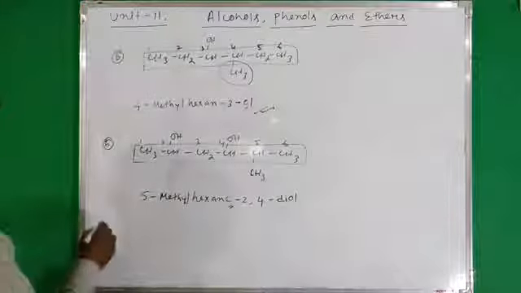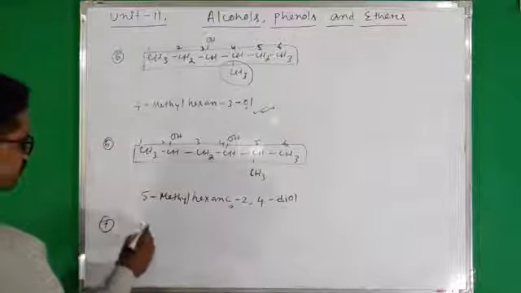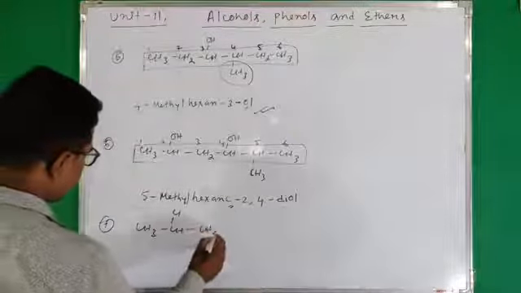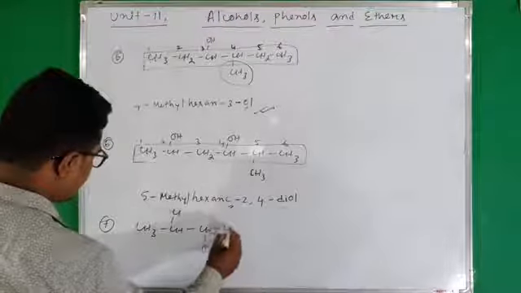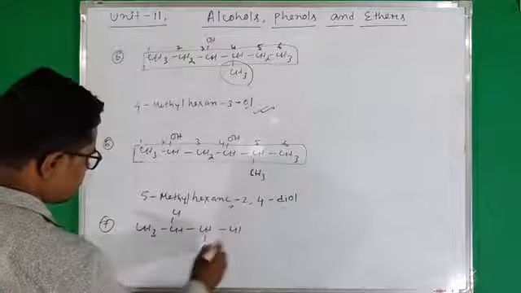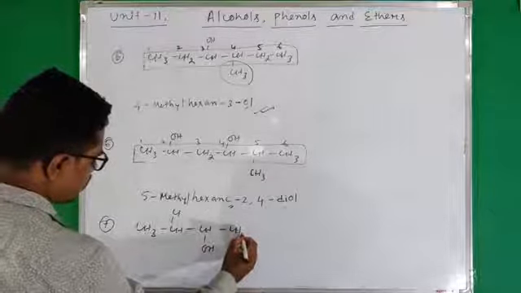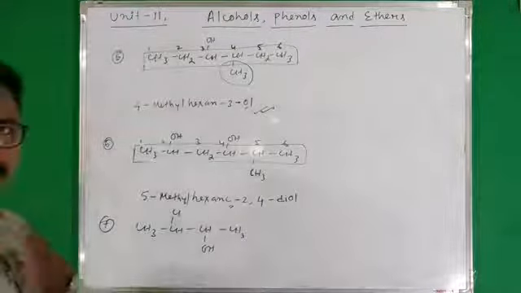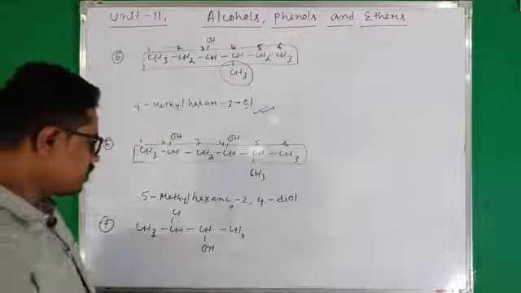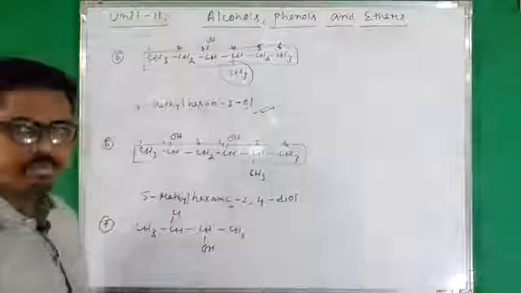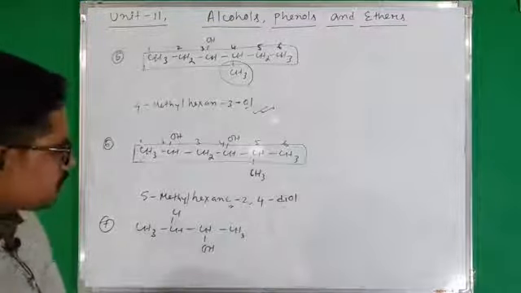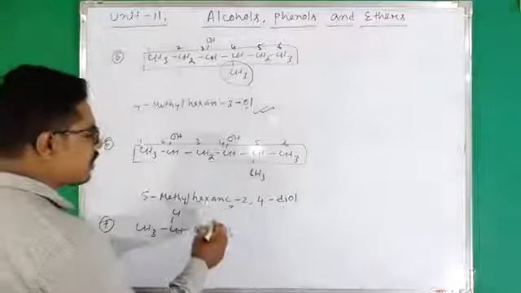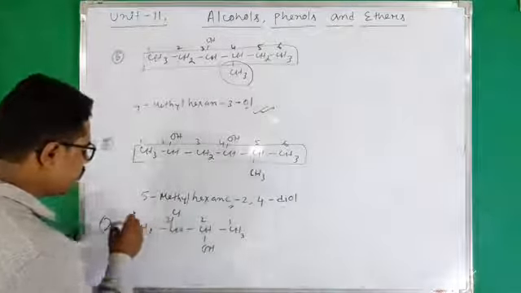So let us consider another example. Suppose this one: CH3, CH(Cl), CH2, OH, and then CH(OH), then CH3. In this compound, 2 functional groups are present. One is chloro and another is the OH group. So according to priority order, OH will get the lowest number. Hence 1, 2, 3, 4.